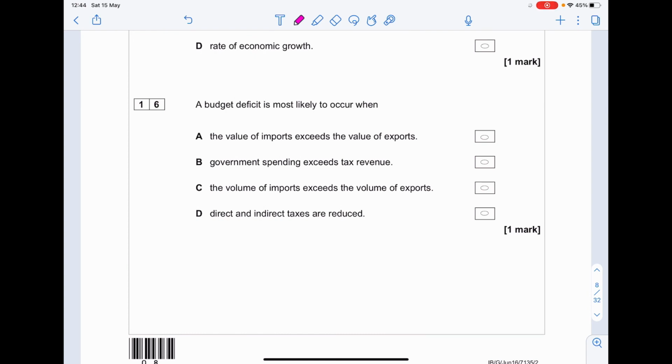A budget deficit is when government spending is greater than taxation. So the government is, I suppose you could say, in debt. So imports and exports is definitely wrong, because that's to do with balance of payments. Government spending exceeds tax revenue, so that is the correct answer. Anything to do with exports and imports is most definitely wrong.